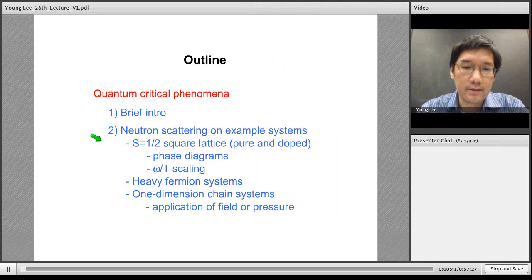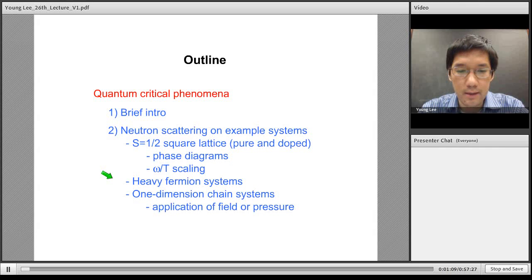First, talking about spin 1/2 square lattice materials, pure and doped. And we can see how quantum critical phase diagrams have been proposed to be relevant to the physics here, and then some experimental observations of a certain type of scaling called omega over T scaling, where omega is the frequency, ħω is the energy transfer of the neutron, and T is temperature.